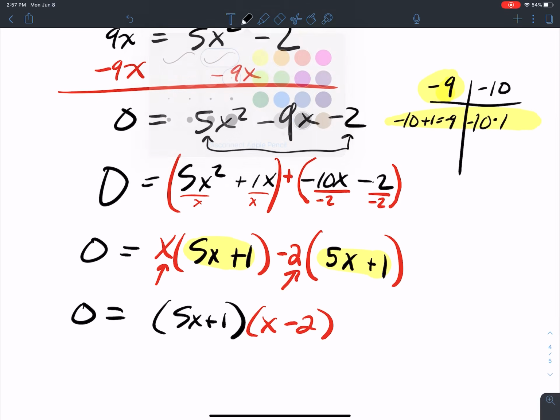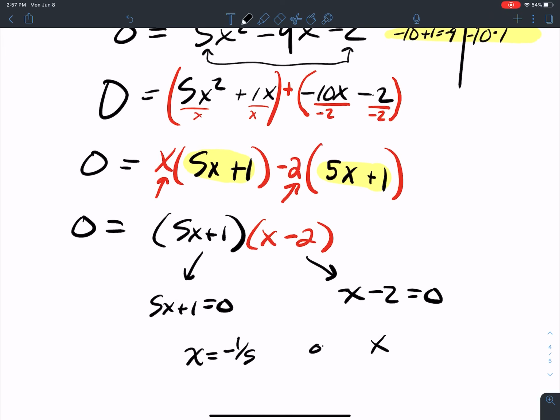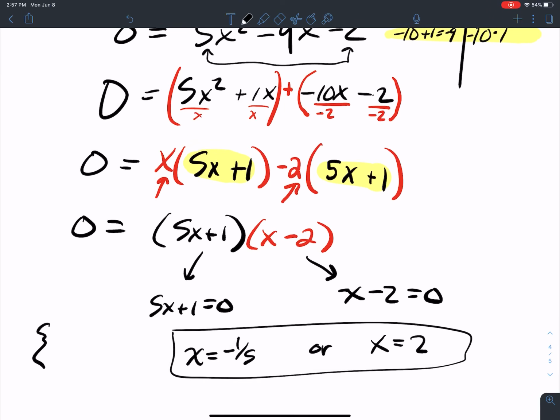So I set each piece equal to 0. 5x plus 1 equals 0, and x minus 2 equals 0. And I solve and I get x equals negative 1/5 or x equals 2. Okay, so my solution set is negative 1/5 and 2. How about that? Not too bad, huh?